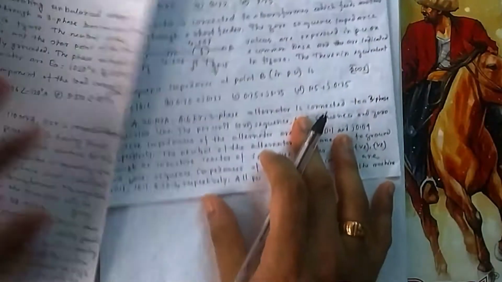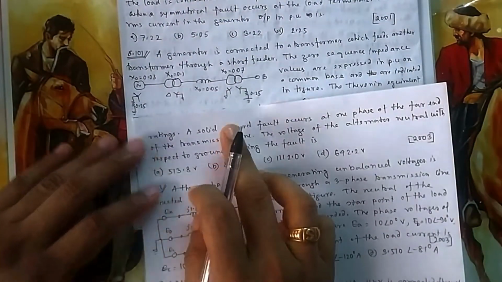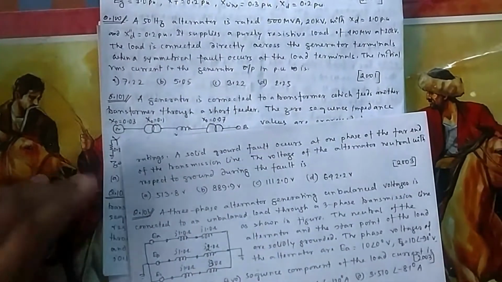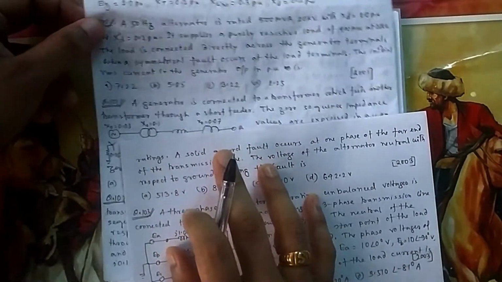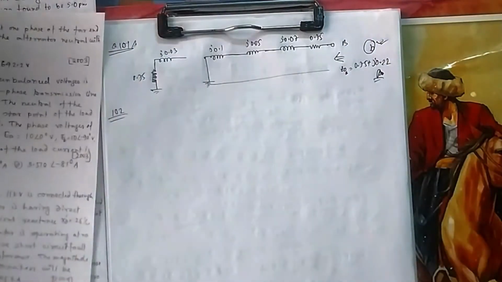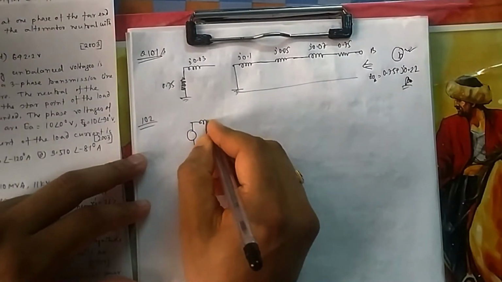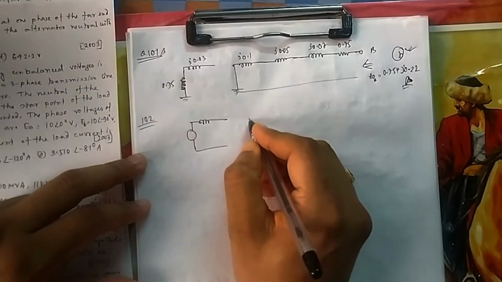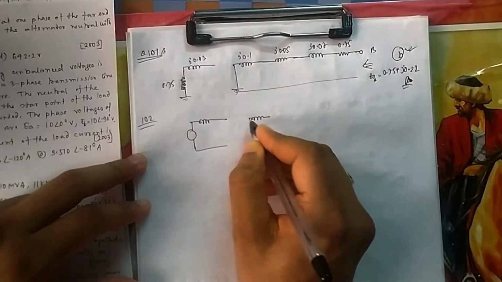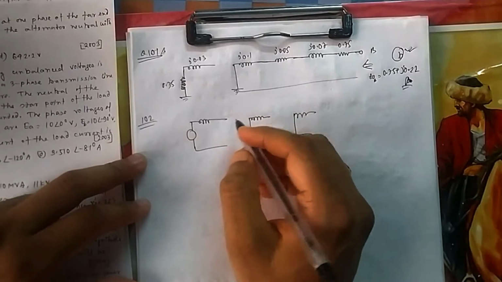Okay, so if you draw the sequence network, it is a single line to ground fault and it is a solid ground fault. Solid ground fault means no fault resistance, or bolted fault also they say. So that means your fault resistance is 0. It is directly connected to ground. So for that, if you draw the sequence network, it will be the positive sequence network, since it is a single line to ground fault, then the negative sequence network, then the zero sequence network, all connected in series.